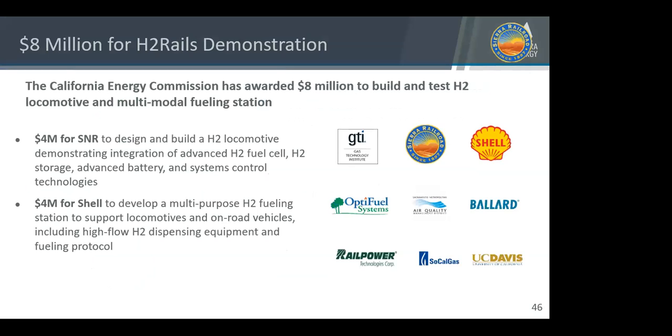The California Energy Commission put out $8 million. Half of that is going to our different railroads, with a number of partners, to create hydrogen fuel cell operated locomotives, and that project is underway. The other half is going to Shell, which will be putting in the first dual use fueling station where they can fuel on-road vehicles as well as locomotives all in one place. They're doing that at a facility we own in the Port of West Sacramento.